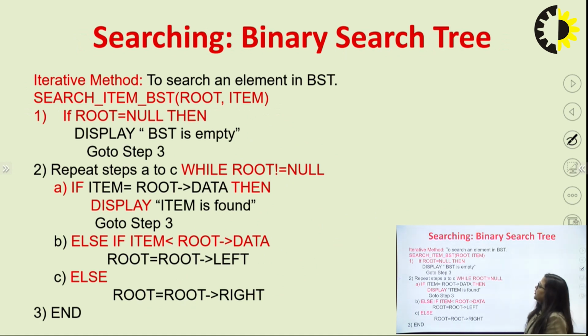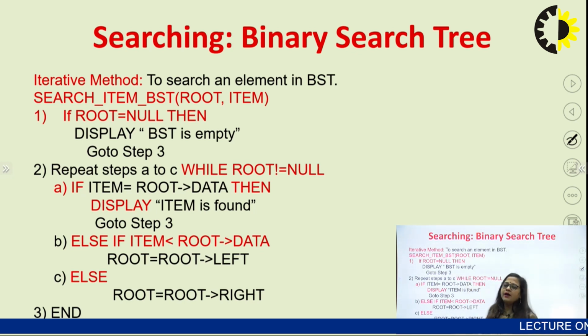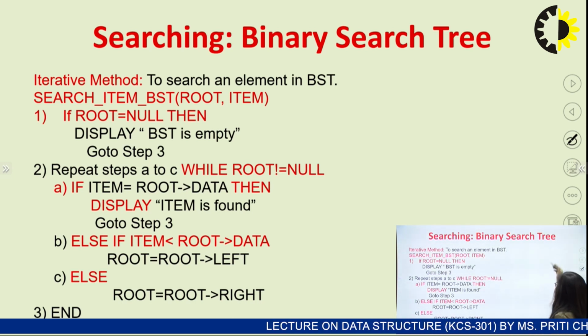Now this is an iterative method, it is looping, because this condition works for each element. So it is called an iterative method. This is inserting an element and searching for an element in a BST. Let's suppose here we take an example.